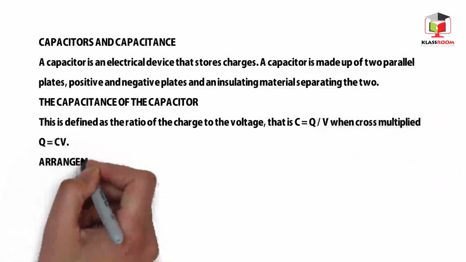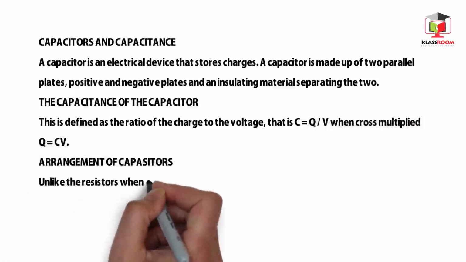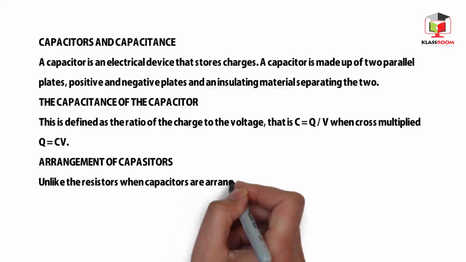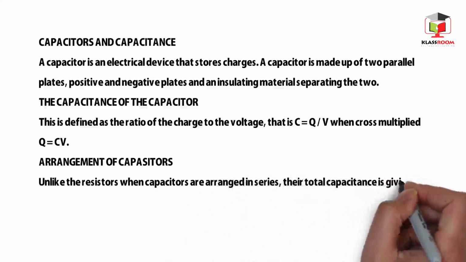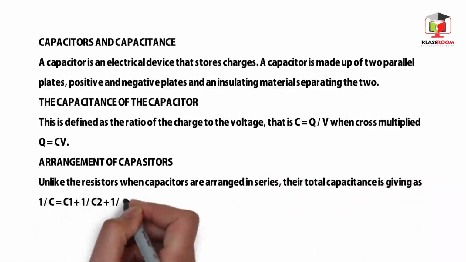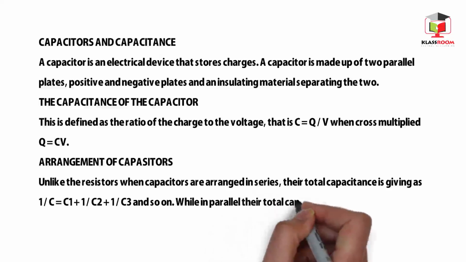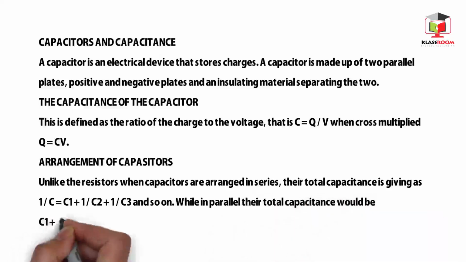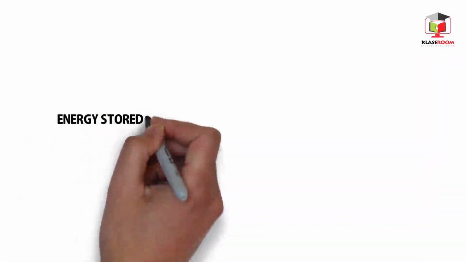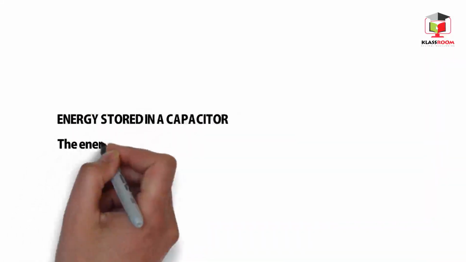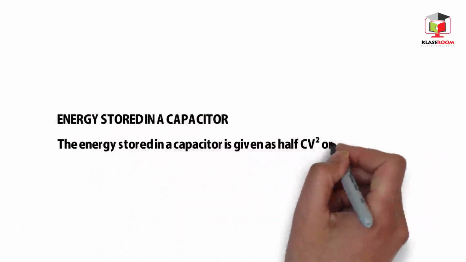Arrangement of capacitors. Unlike the resistors, when capacitors are arranged in series, their total capacitance is given as 1 over C equals 1 over C1 plus 1 over C2 plus 1 over C3 and so on. While in parallel, their total capacitance will be C1 plus C2 plus C3 and so on. Energy stored in a capacitor. The energy stored in a capacitor is given as half CV squared or half Q squared over C.